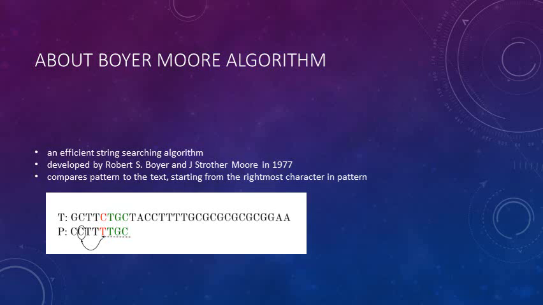The Boyer-Moore algorithm tries to overcome this by making as few comparisons as possible and trying to make the biggest possible shifts using heuristics, and we'll talk about heuristics a bit later.